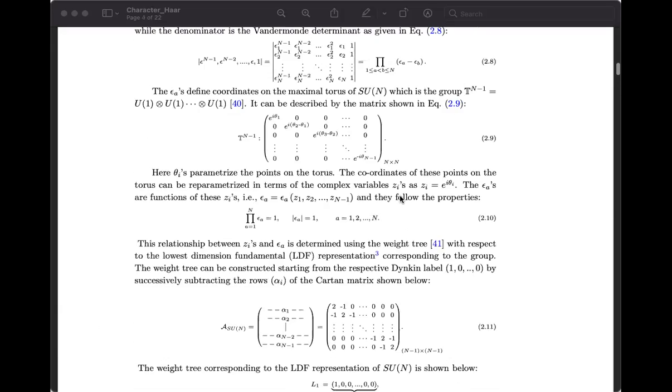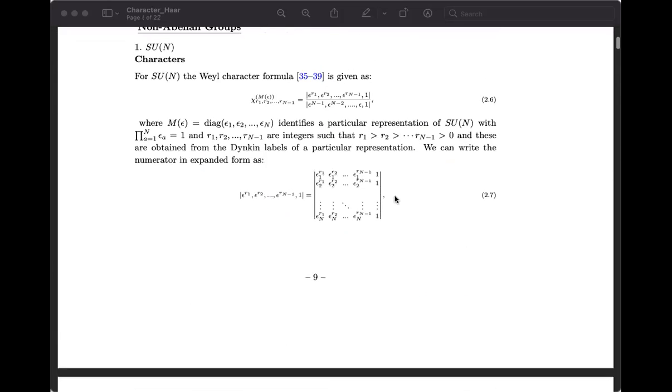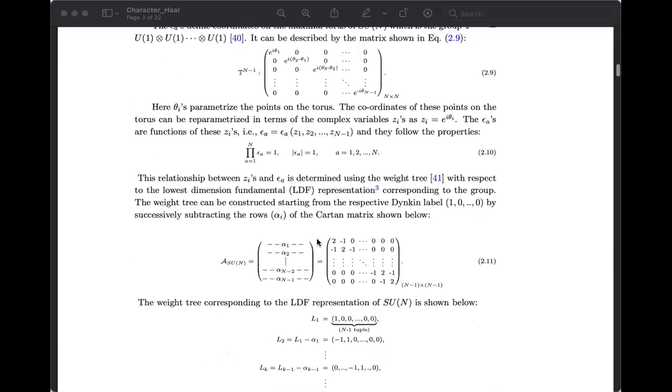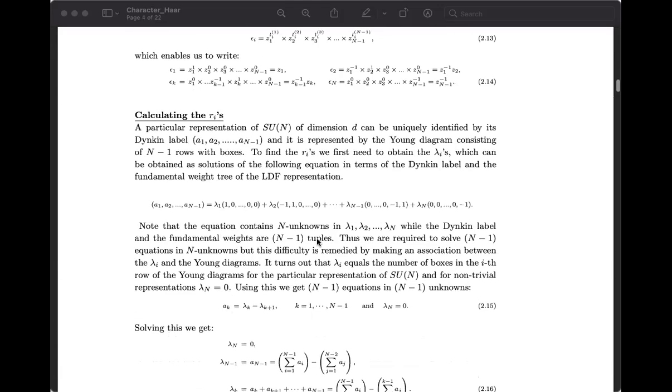Now to calculate the numerator, you have to calculate the r, right? So we know the epsilon in terms of z. The next task is to calculate the r. Okay, so let's see how to calculate those ri's.